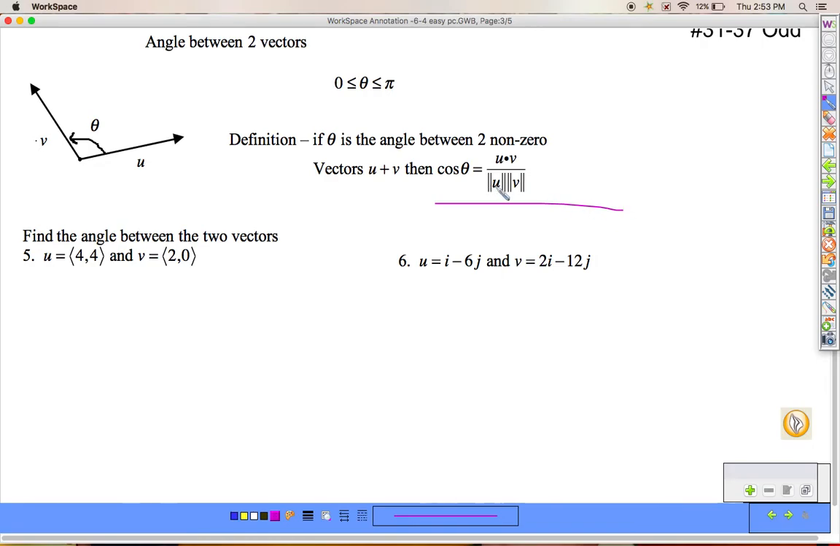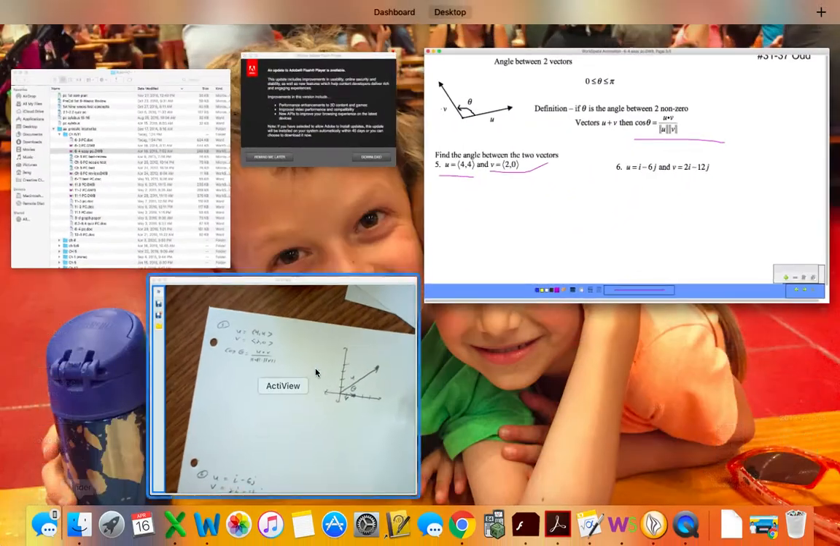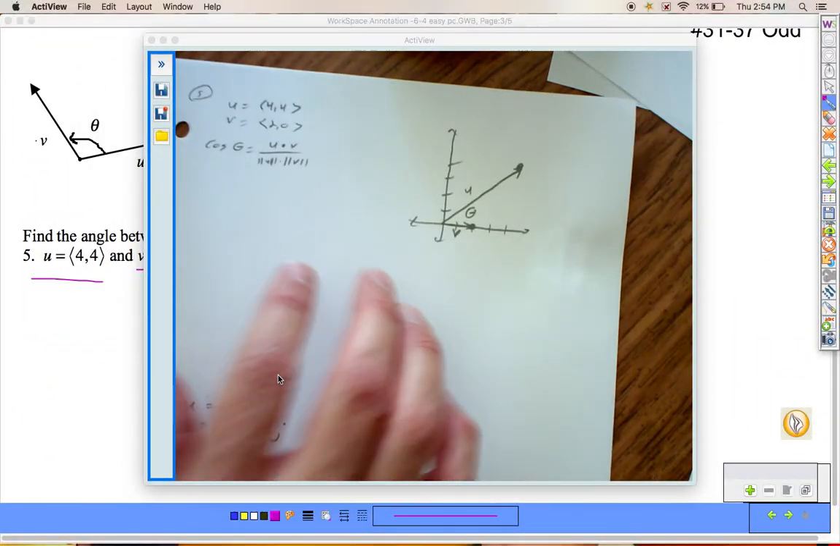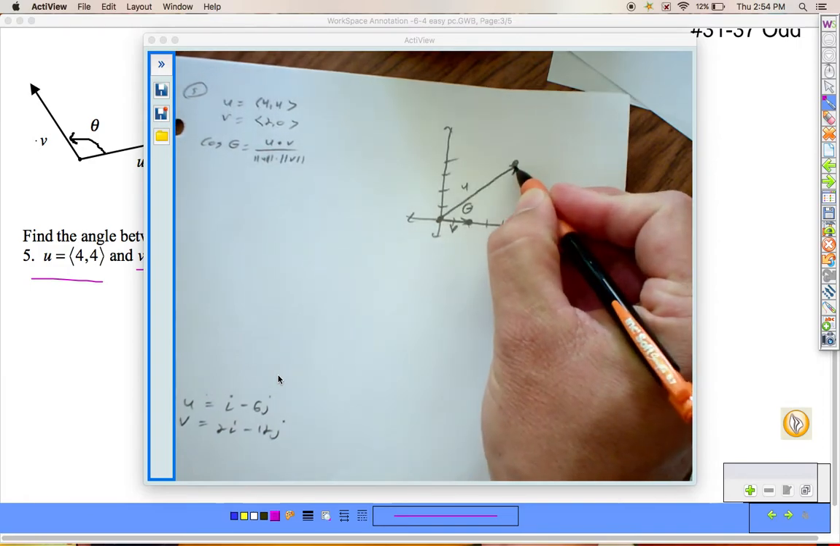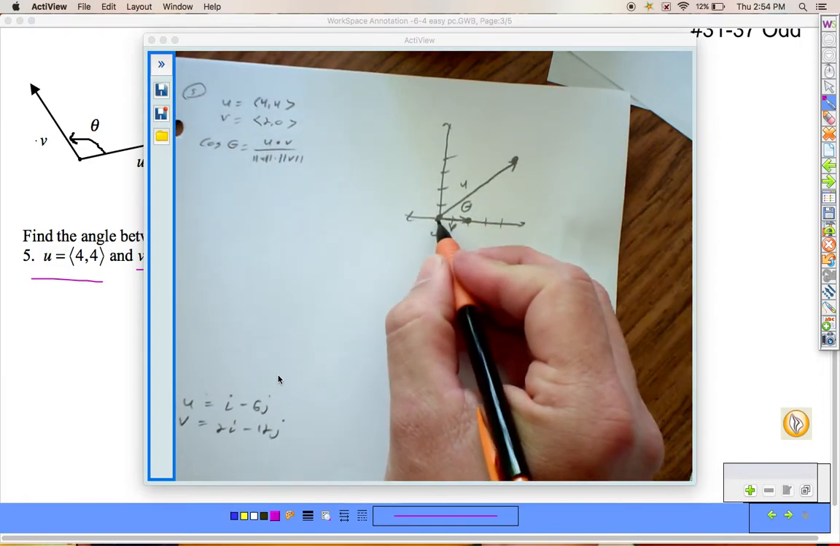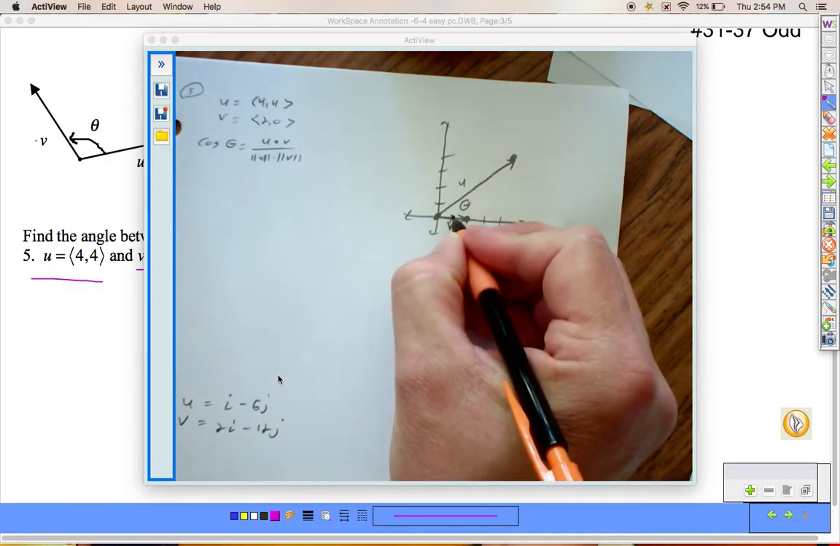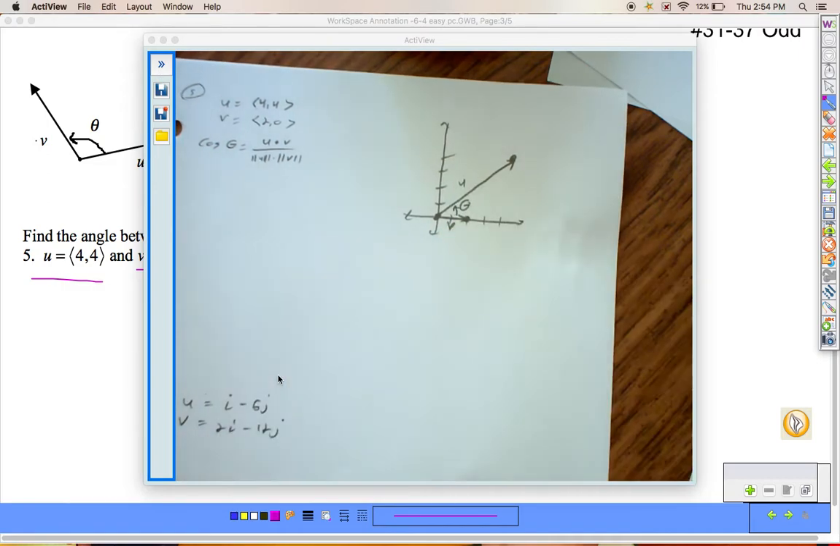We know how to find the magnitudes, we know how to find the dot product, and we've also learned how to solve for theta. So these are my two vectors, vector u and vector v. What we're going to do is draw both and find the angle between them. All right, so this is what we have. Vector u, starting at my origin, I went right 4 and up 4. Vector v, I went right 2 and up nowhere. So what I'm looking for is this angle theta.